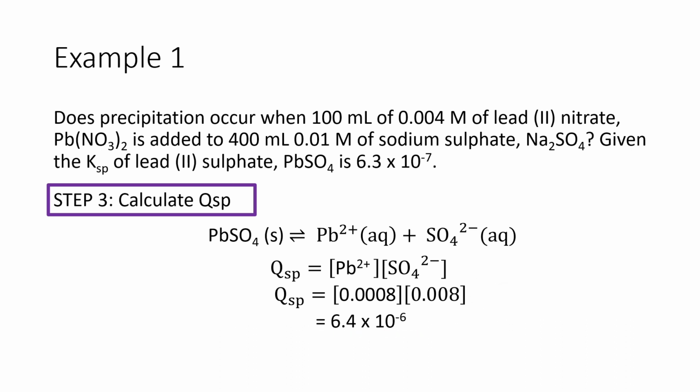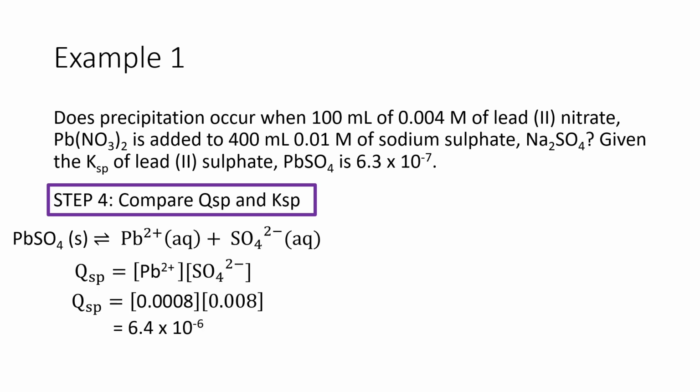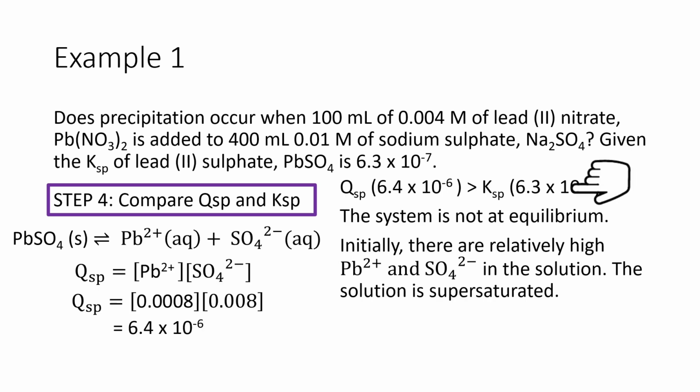of -6. In step number 4, we compare the reaction quotient Q value with the solubility product value to determine whether precipitation can occur or not. For this question, the reaction quotient value was determined to be 6.4 times 10 to the power of -6, which is greater than the given solubility product value of 6.3 times 10 to the power of -7. The reaction quotient value is greater than the solubility product value. Hence, the system is not at equilibrium.